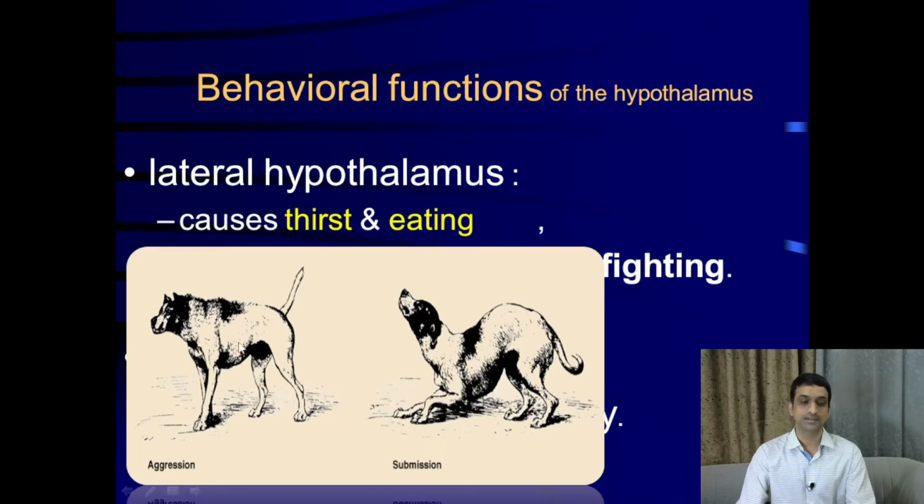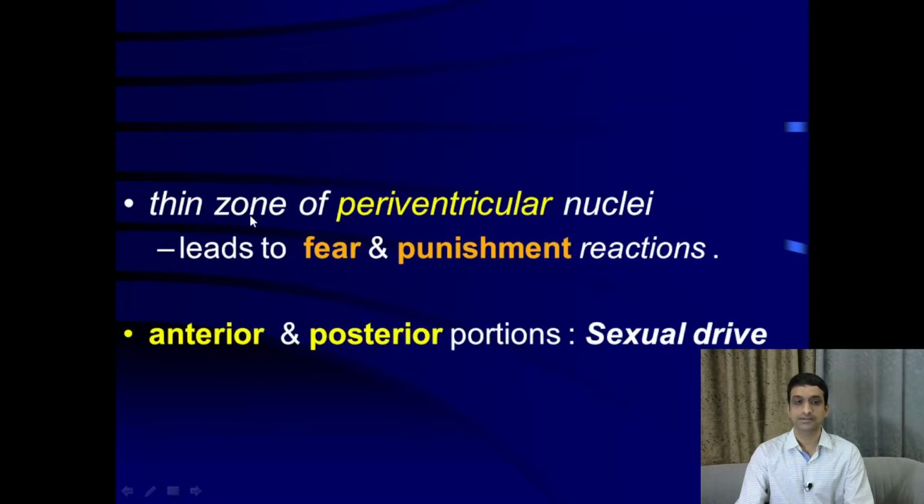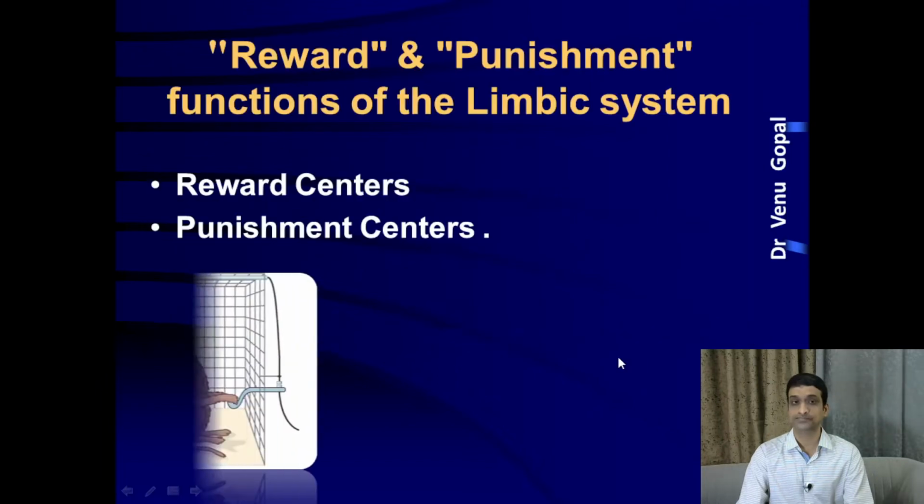So these are some body postures and behaviors in relation to these two nuclei. So you can see on the left hand side the aggression posture and behavior, and I think no need to explain this. Then submission, you can see how the body posture is different from the aggressive posture, and the animal can be tamed and it will feel the tranquility. Now a different nuclei, the zone of periventricular nuclei, leads to fear and punishment reactions. If that part is stimulated, the animal will exhibit all these reactions. Then anterior and posterior portions of the hypothalamus may result in sexual drive.